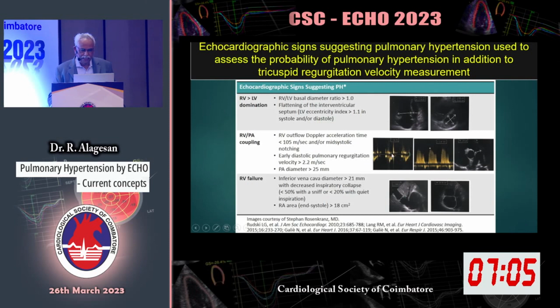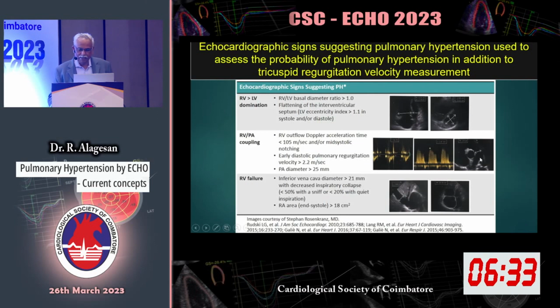Look at the RVOT velocity using pulse Doppler. If the pulmonary acceleration time is significantly decreased, then it is likely to indicate pulmonary hypertension. If there is a mid-systolic notch like this, it again indicates pulmonary hypertension. If the early diastolic velocity of the pulmonary regurgitation is more than 2.2 meters per second, it indicates pulmonary hypertension. If the end diastolic velocity is more than 1.5 meters per second, then again it supports pulmonary hypertension.